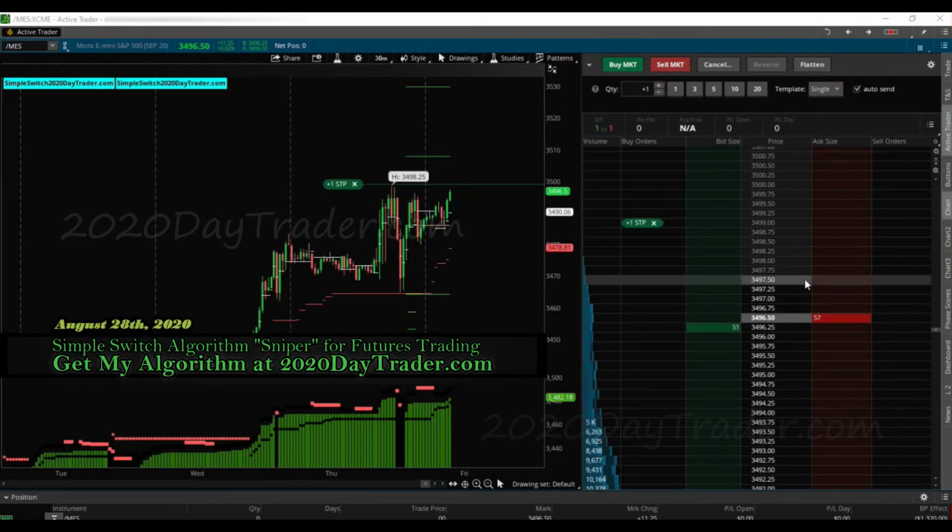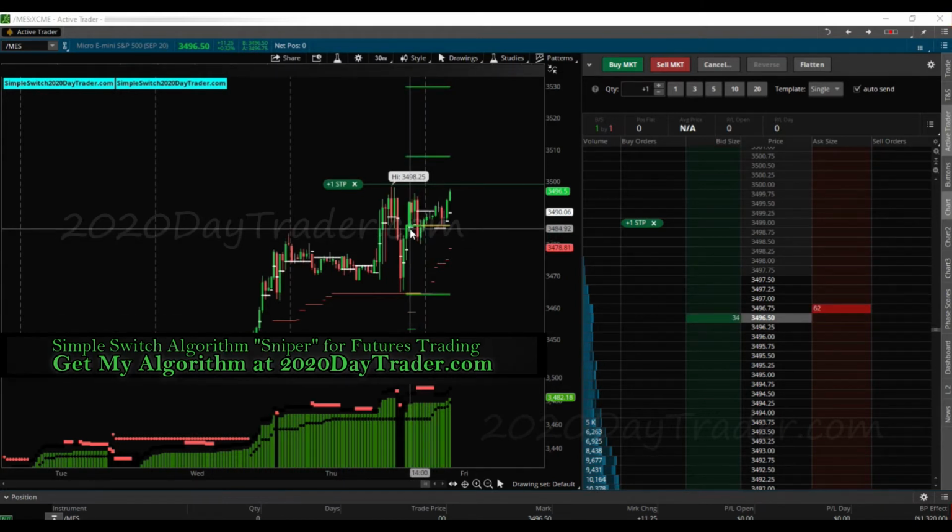All right, so it's August 27th going into the evening session. So this will be the first trade going from August 27th over into August 28th. The algorithm switched here for a long position. This is the simple switch red dot for futures trading. So it switched to the long side. I'm going to zoom in here actually.